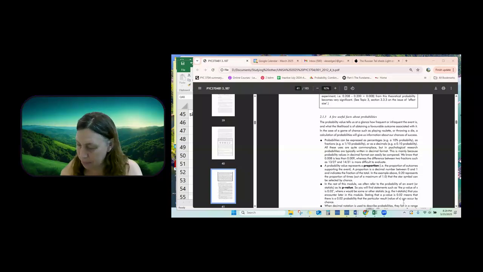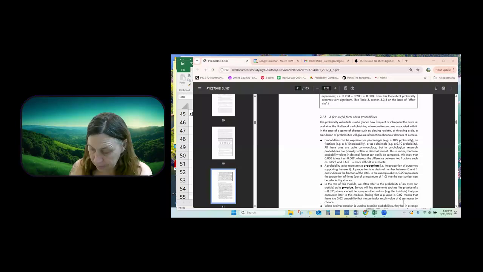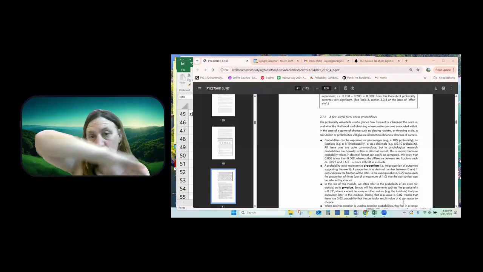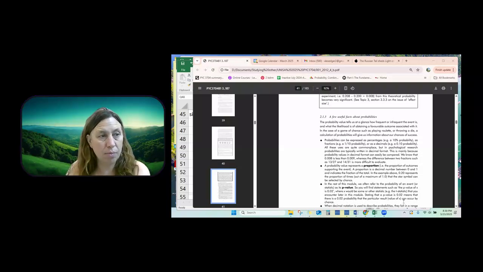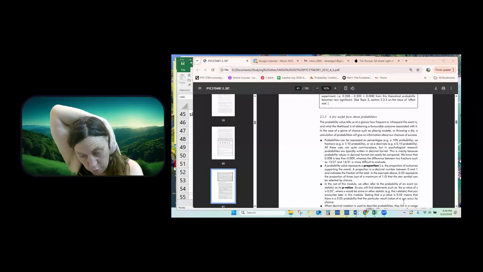Okay, so we're just going to round up this section. A few useful facts about probabilities. We normally express it as a decimal because with a decimal it is very easy to see which number is larger. It can also be expressed as percentages or as fractions. It represents a proportion, in other words, a number between 0 and 1, because 1 is all, 100%. If you flip a coin, there's a 50% chance of flipping a head and a 50% chance of flipping a tail. The chance of flipping either a head or a tail is 100%. So it's a proportion, and it can never be greater than 1 or less than 0.